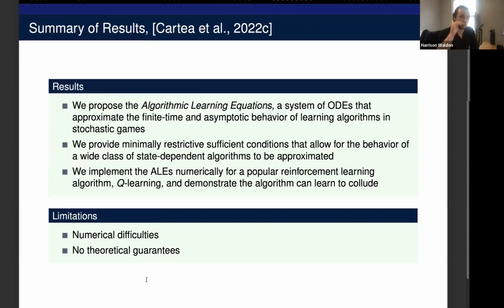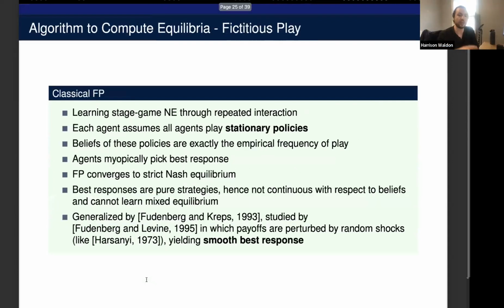So to address the issues here, in our second paper we introduce a new algorithm which we call state-dependent smooth fictitious play, which is a generalization of classical fictitious play, which is a more game-theoretic algorithm which learns stage game or static game Nash equilibria through repeated interaction. So it's a particularly simple algorithm.